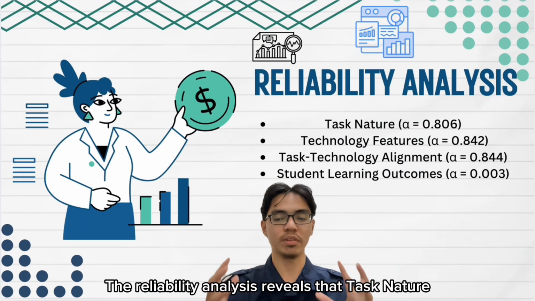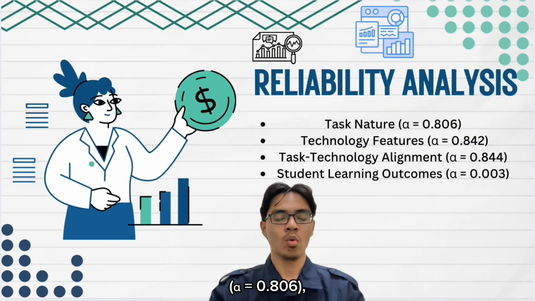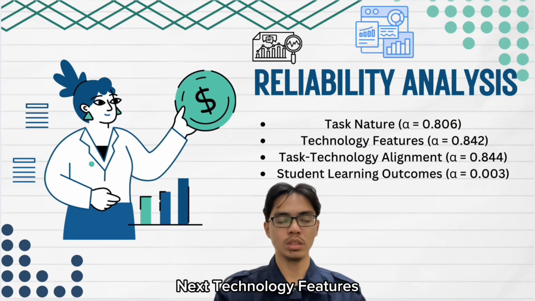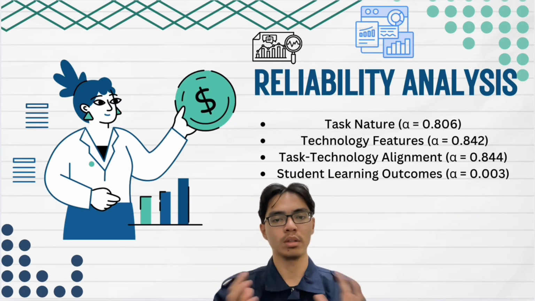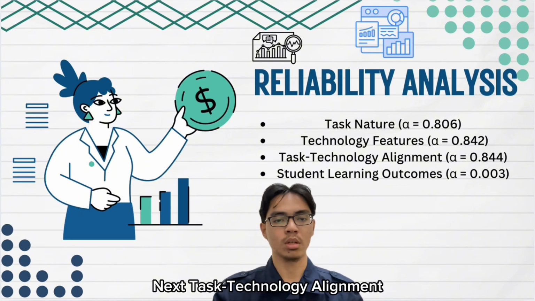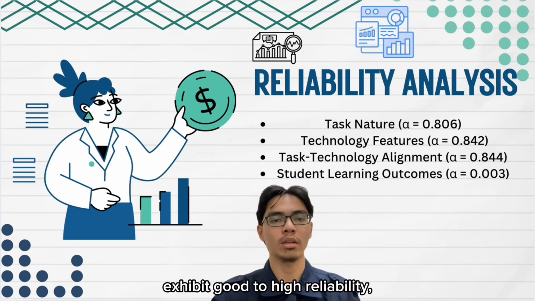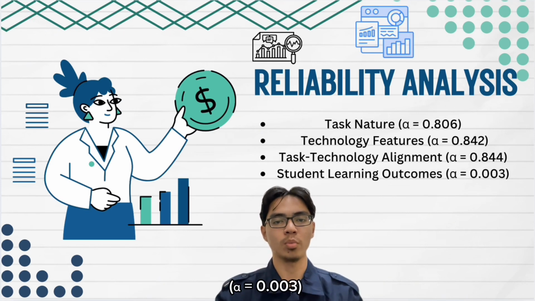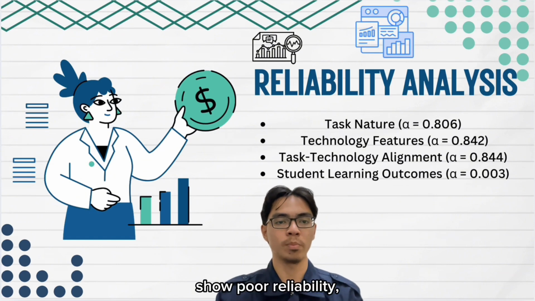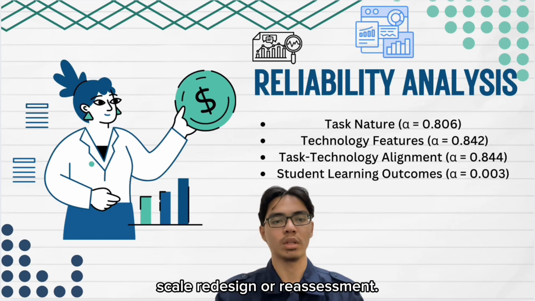The reliability analysis reveals the following. For task nature, we calculated alpha equal to 0.806. Next, technology feature, we calculated alpha equal to 0.842. Next, task technology alignment, we got alpha equal to 0.8844. These indicate good to high reliability, whereas for student learning outcome, we got alpha equal to 0.003, showing poor reliability, necessitating scale redesign of the assessment.